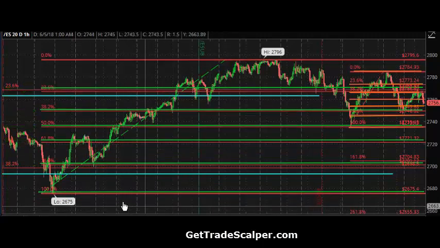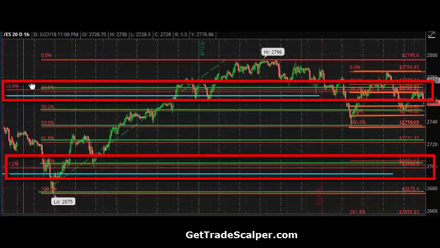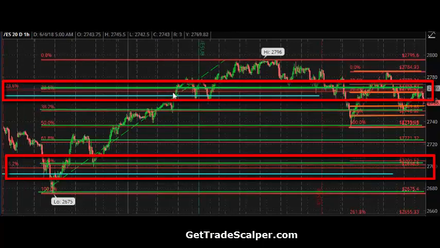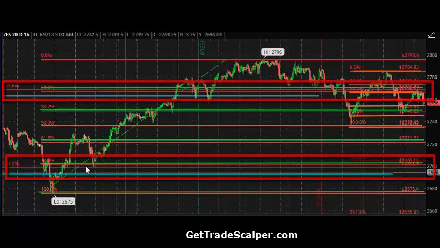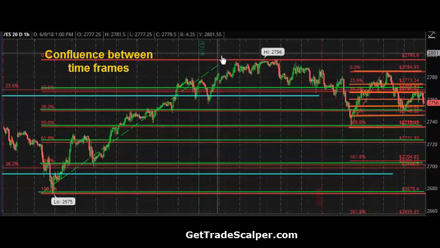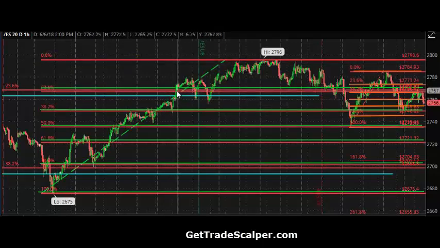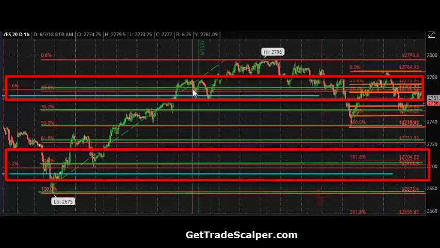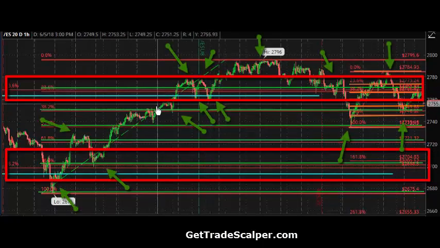Right? Now, notice certain levels where you have multiple fib levels in the same area. That is what's called confluence. And so whenever you have areas of confluence, those are strong areas where the trend could change and go in the opposite direction. Just keep that in mind. It's very important.